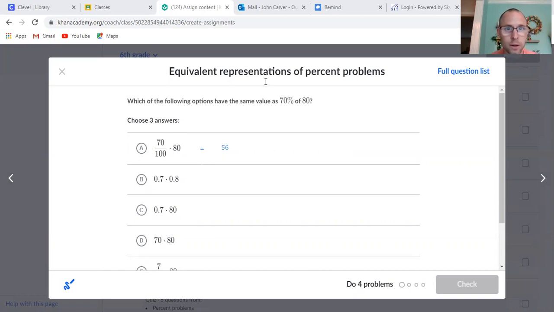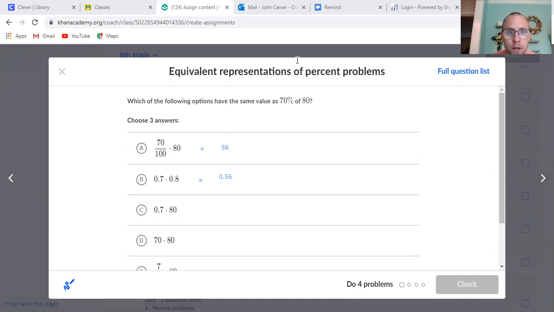So I could keep going down here and finding what's equivalent. But if you want to get the problem done fast, you might say, why don't you go ahead and find what 70% of 80 is? I'm going to do that in a second. So 0.7 times 0.8 equals 0.56. Okay, so I'm going to write equals 0.56 here. Obviously it's not going to be A and B, because there are two different numbers. 0.56 is not the same as 56.